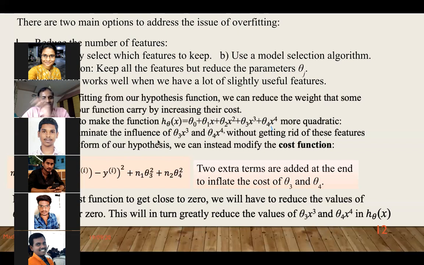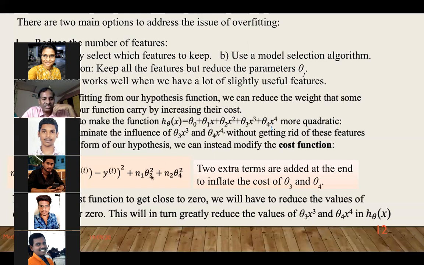So we will want to eliminate the influence of theta 3 x cube and theta 4 x power 4 without getting rid of these features or changing the form of our hypothesis. We can instead modify the cost function. Earlier the cost function was only the sum of h theta xi minus yi whole square. Now we are adding plus n1 theta 3 square plus n2 theta 4 square, some component of theta 3 square and some component of theta 4 square.